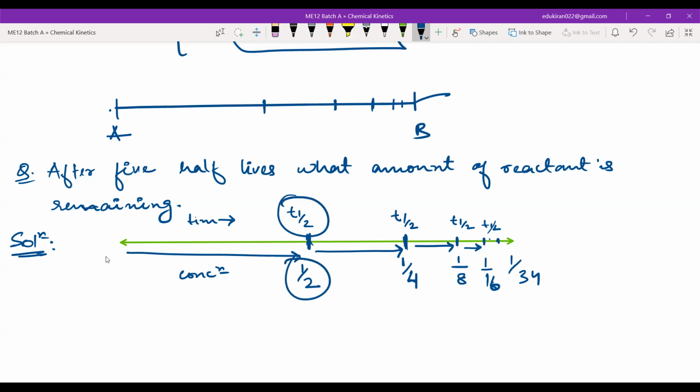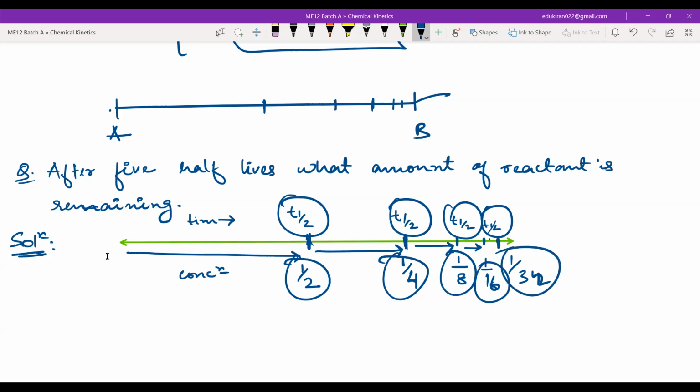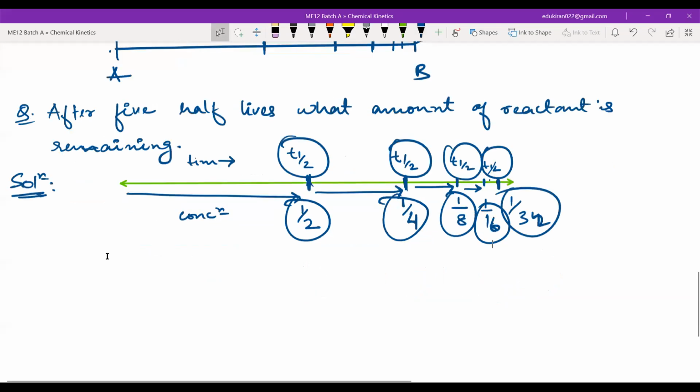In the first half-life, the amount remaining is 1/2. In the second half-life, the amount remaining is 1/4. Third half-life, the amount remaining is 1/8. In the fourth half-life, the amount remaining is 1/16. And in the fifth one, the amount remaining is 1/32.